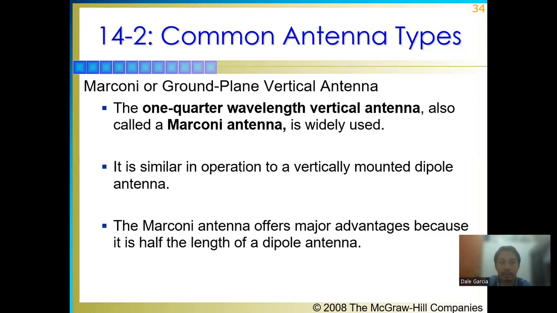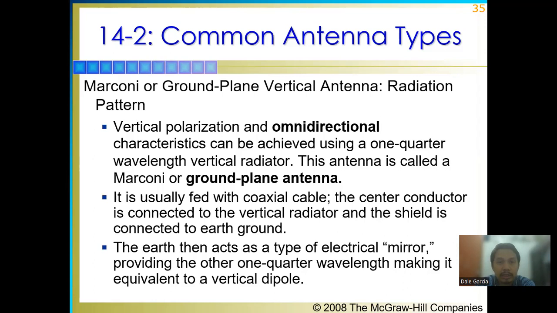It is similar in operation to a vertically mounted dipole antenna. The Marconi antenna offers major advantages because it is half the length of a dipole antenna. So vertical polarization and omnidirectional characteristics can be achieved using a 1/4 wavelength vertical radiator. Okay. So vertical polarization, I think we mentioned that last time. If it is one direction or one orientation, vertical, then vertical polarization, or horizontal polarization with respect to the Earth.